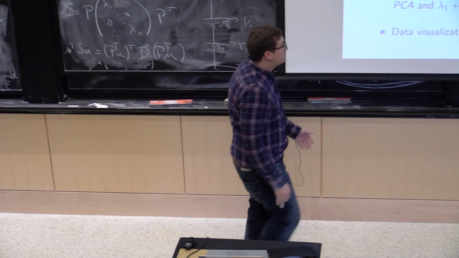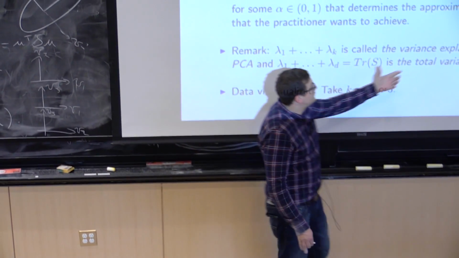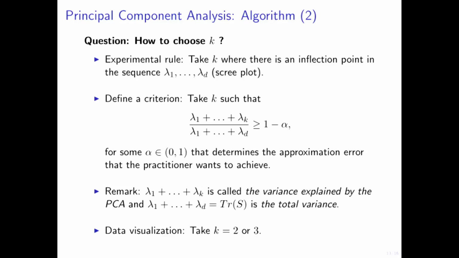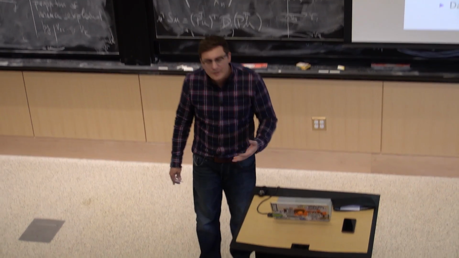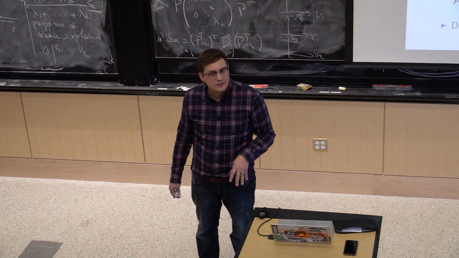So explained variance is the numerator of this ratio, and the total variance is the denominator. Those are pretty straightforward terms that you would want to use for this. All right. So if your goal is to do data visualization, okay, why would you take k larger than 2?